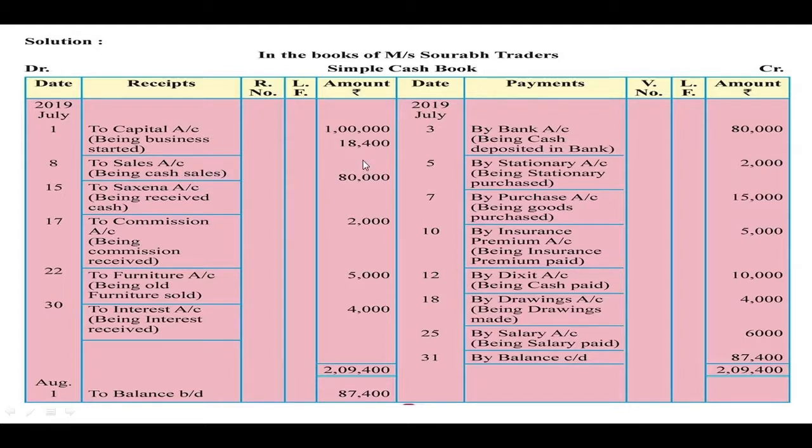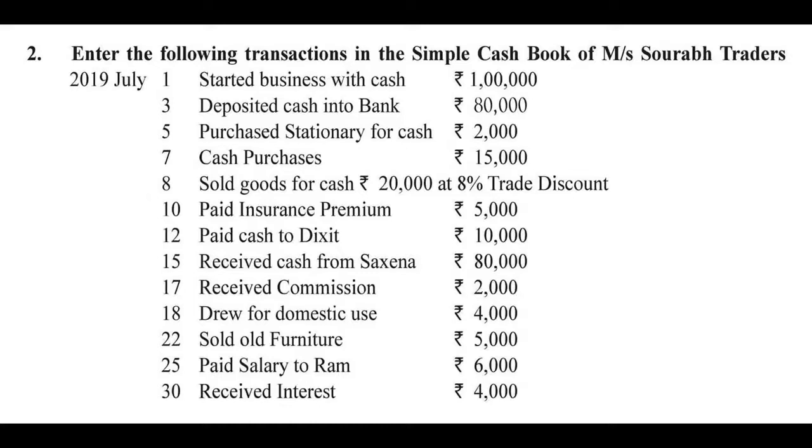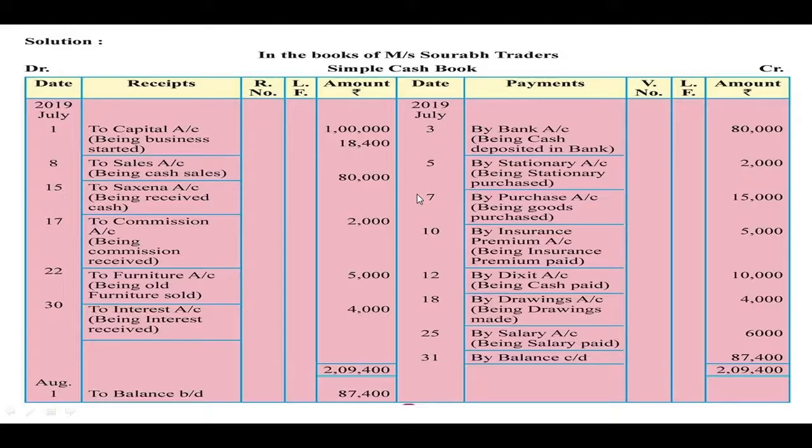So from 20,000 we have to subtract 8% trade discount. So 8% comes to 1,600, and when 1,600 is subtracted from 20,000, 18,400 will be recorded in front of sales account in the amount column, being cash sales.